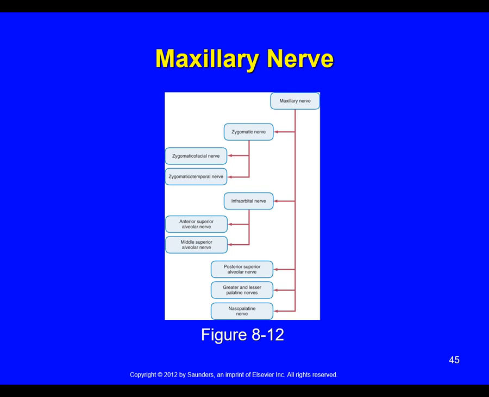So the maxillary is further broken down into the zygomatic nerve, which goes to the zygomaticofacial and the zygomaticotemporal nerves. And then we've got the infraorbital, which further goes to the ASA, or the anterior superior alveolar, and the MSA, the middle superior alveolar nerve. And then another branch off of here is the posterior superior alveolar, or the PSA. Then it goes to the greater and lesser palatine, the GP and the LP nerves, and then finally goes to the nasopalatine nerve.